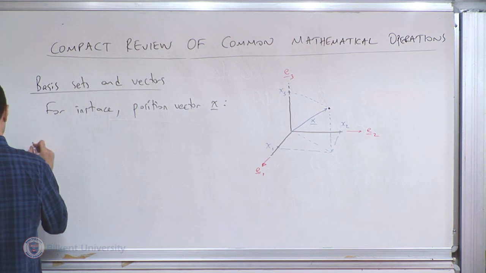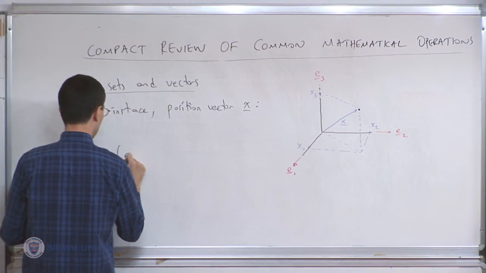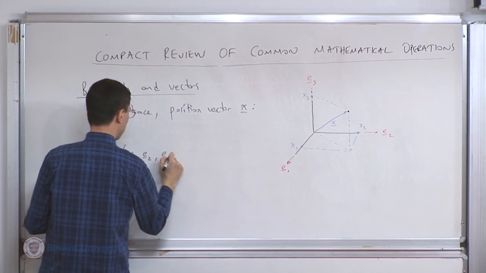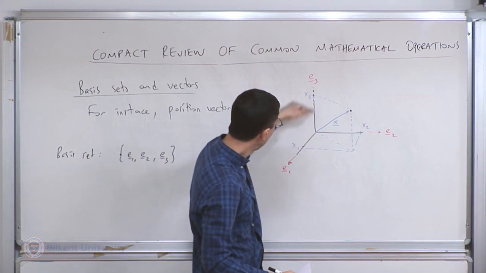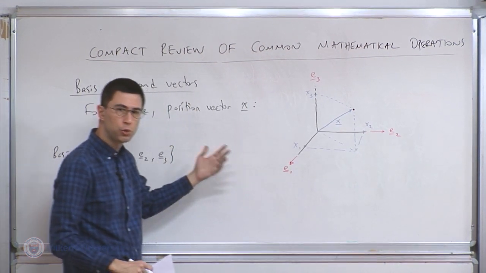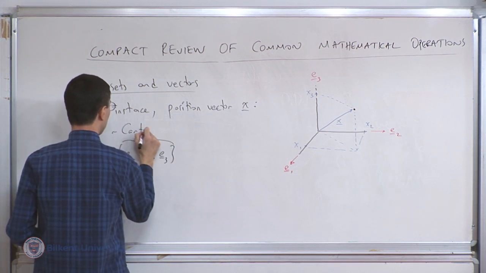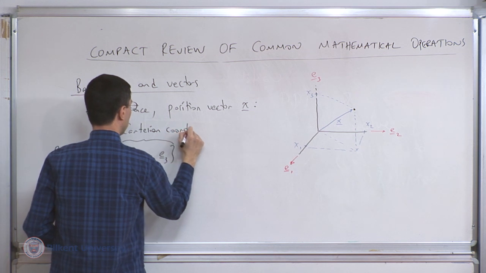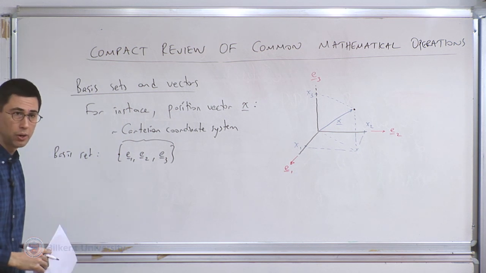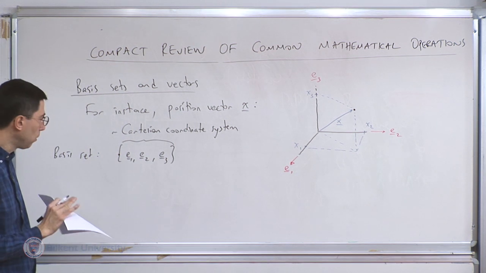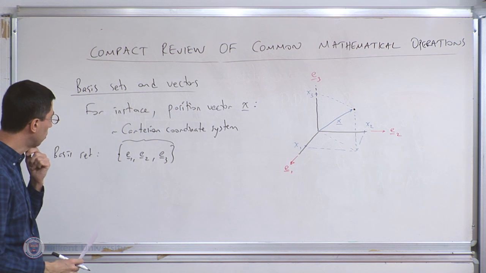So the basis set in our picture here is E1, E2, and E3. You notice that these are all unit vectors, and they are perpendicular to each other. So this is our usual definition of a Cartesian coordinate system, as opposed to, for instance, a cylindrical or a spherical coordinate system. We're going to use those as well. We will have to. But first, let's go over all the fundamental operations based on the Cartesian coordinate system.